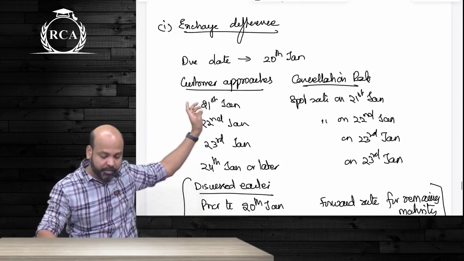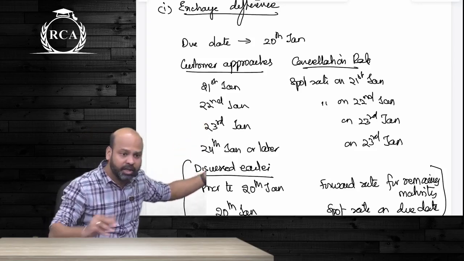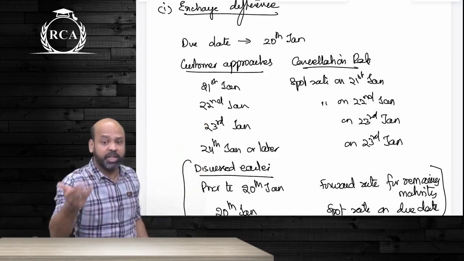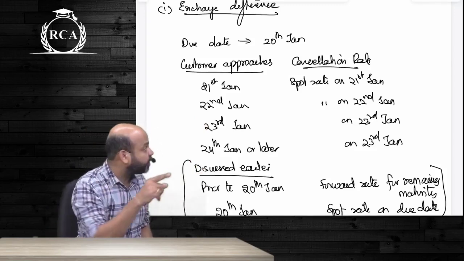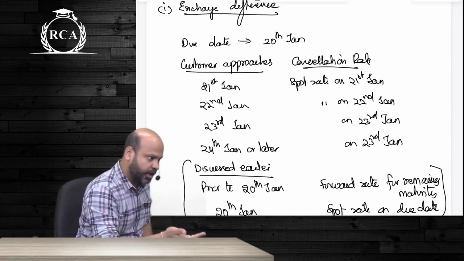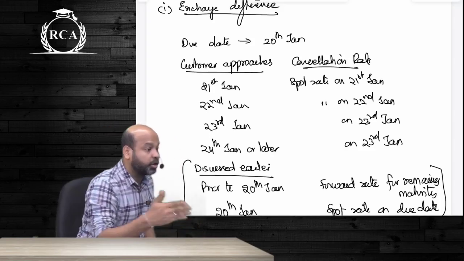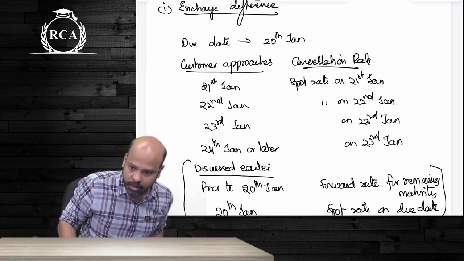I gave an example guys, due date is 20th Jan. If the customer approaches on 20th Jan only, then this is not the case that we are talking about. It is cancellation on due date. If he is approaching after the due date, that is 21st Jan, you will pick up the spot rate that is prevailing on 21st Jan. If it's approaching on 22nd, spot rate on 22nd. If it's approaching on 23rd or later, it is spot rate on 23rd. Automatic cancellation on 23rd. Are we clear?